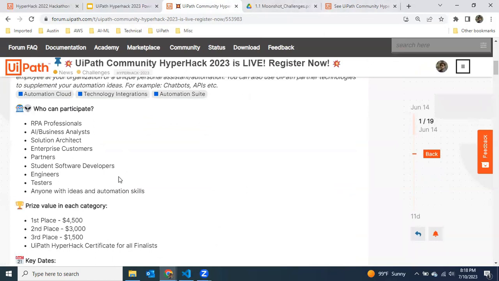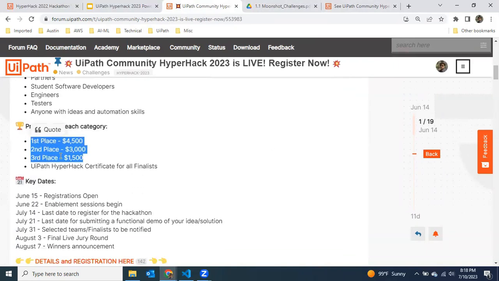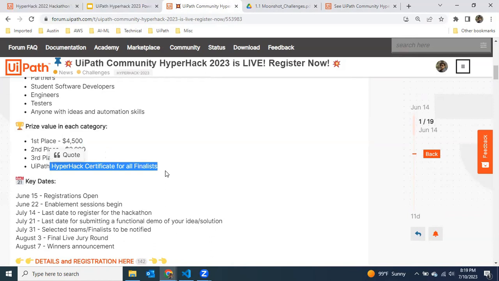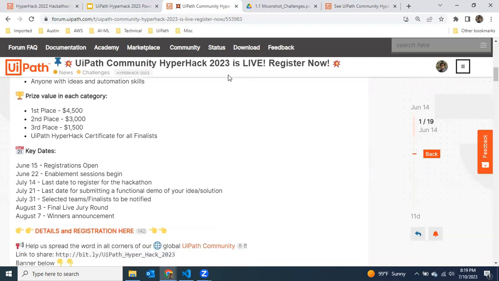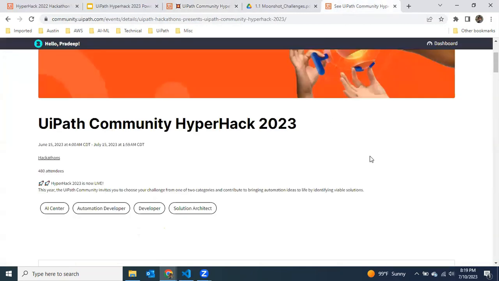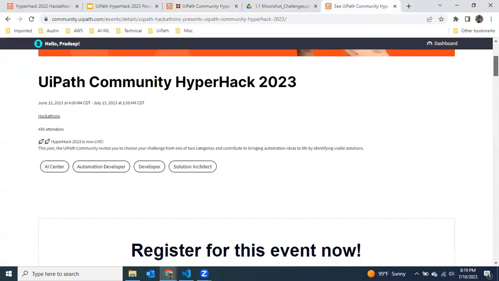It's the same information, and you can see the prize money is also there, a first prize, second, third prize for each of these categories. And obviously, everyone gets a certification for all the finalists. Besides the prize amount, it's more about bragging rights, I would say, and working together as a team and getting to know each other and seeing what different use cases there are, how the solution is built in the community, right? So it's more about that. Either a HyperHack winner or a HyperHack finalist punchline looks better on your resume and LinkedIn, right, Pradeep?